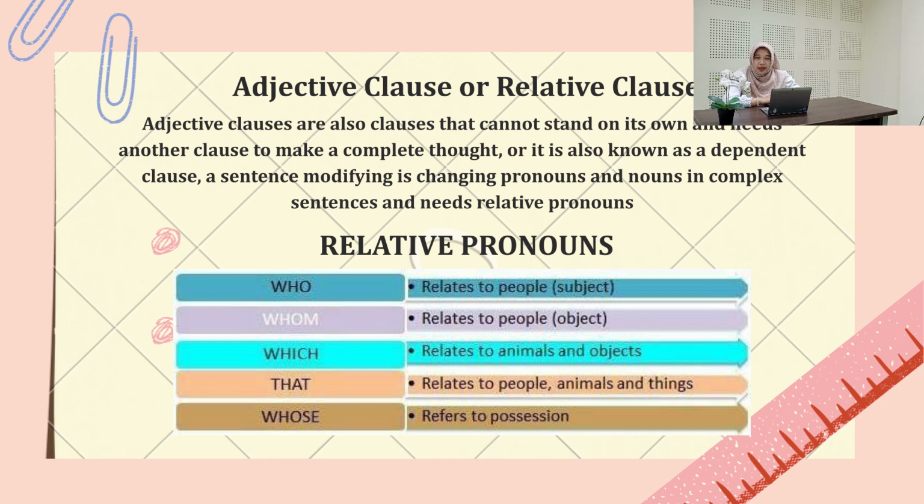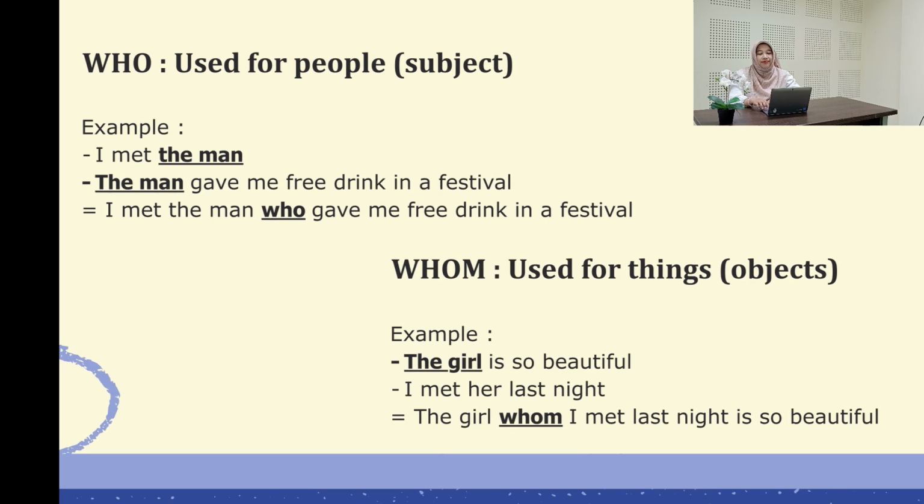Who relates to people as subject, whom relates to people as object, which relates to animals and objects, that relates to people, animals, and things. While whose refers to possession, and you may also use others such as when, where, and why. When relates to time, where relates to location, and why relates to reason.